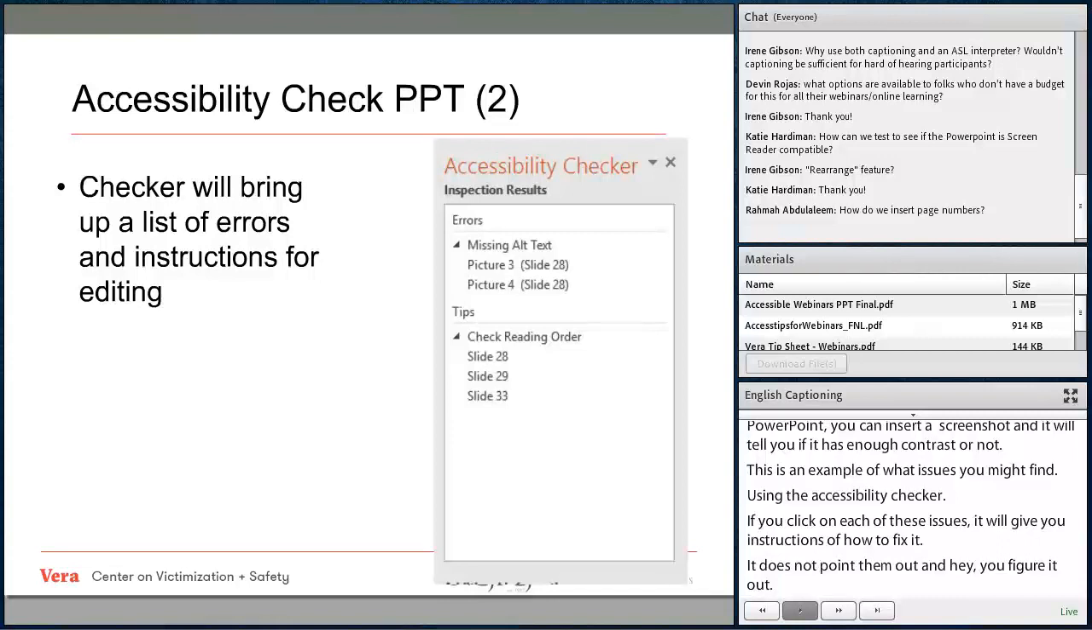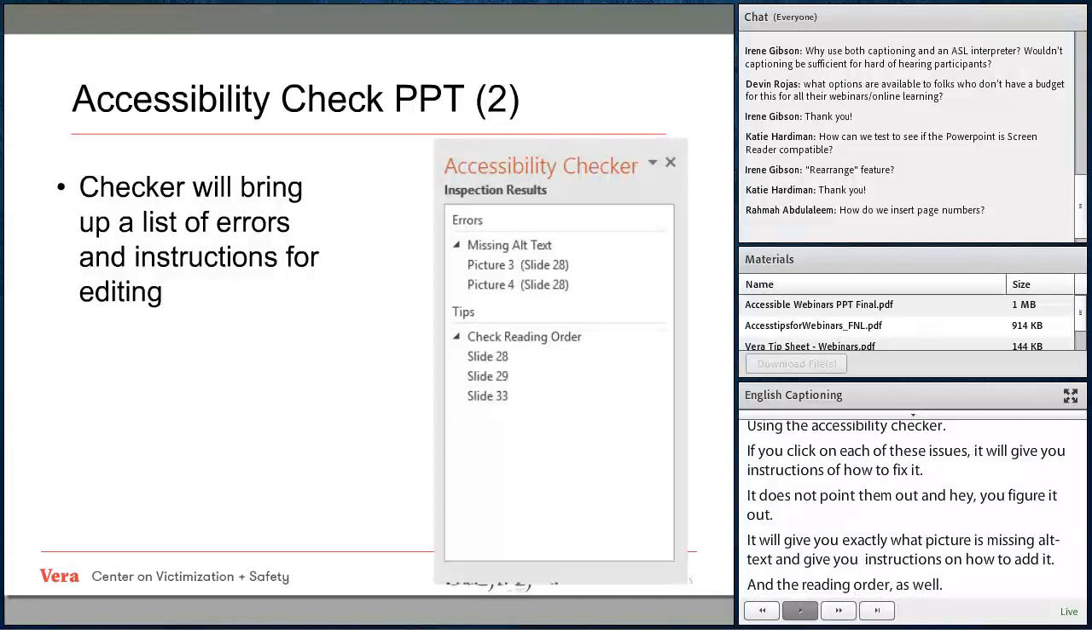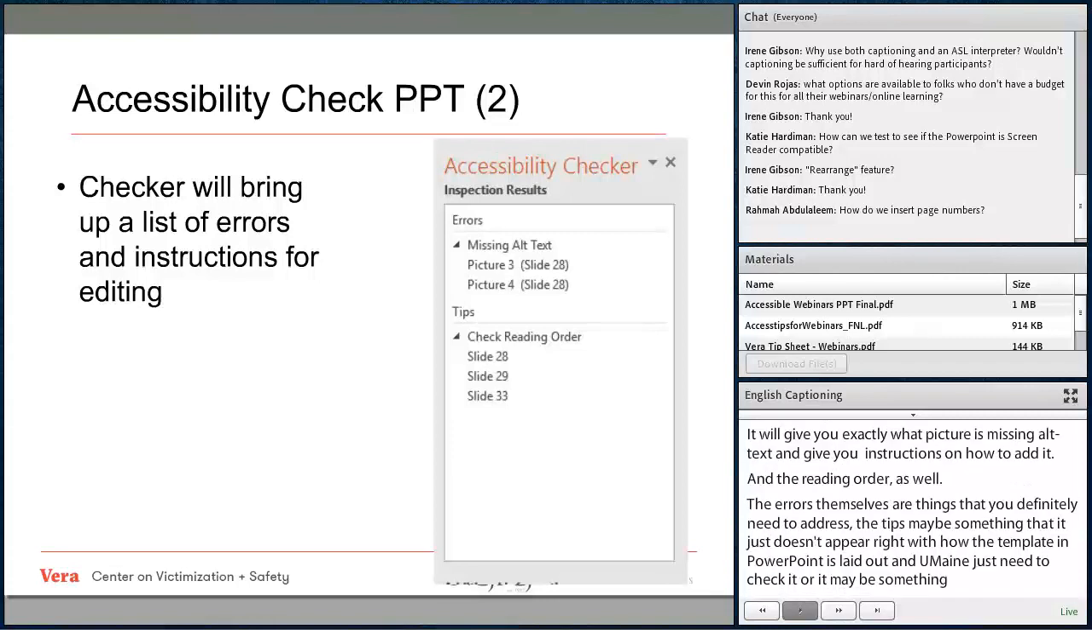So the errors themselves are things that you definitely need to address. The tips may be something that it just doesn't appear right with how the template in PowerPoint is laid out, and you may just need to check it, or it may be something that you actually need to go and fix the reading order on. So I know it says tips, but please do click on those to make sure that everything in there is in the correct reading order for a screen reader.